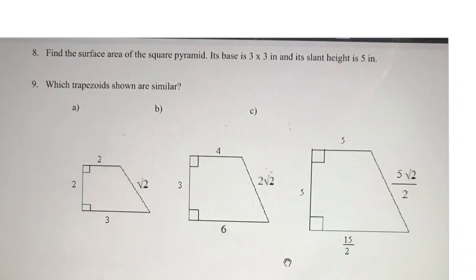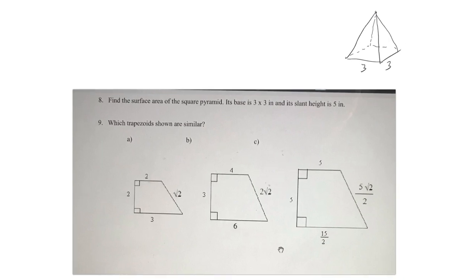All right, find the surface area of a square pyramid. Its base is 3 by 3, and its slant height is 5. So here's a square pyramid right here. I'm actually going to start by drawing that. I'm going to draw a dot above, and then I'm going to do this. All right, that's probably the best way to do it. So find the surface area of a square pyramid, 3 by 3 down here.